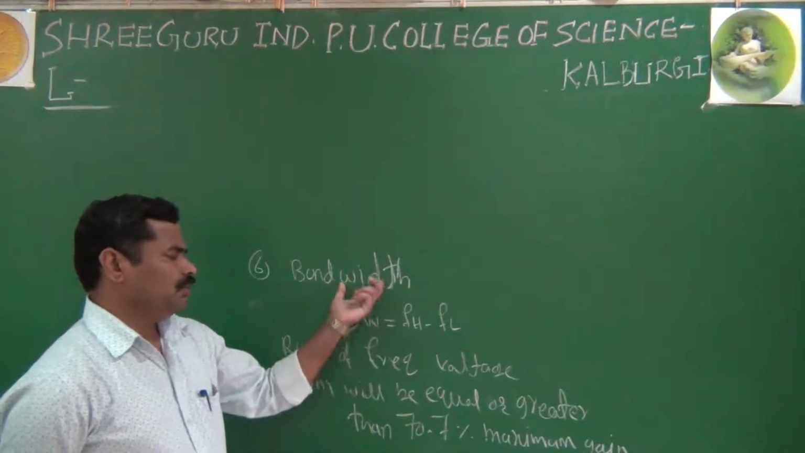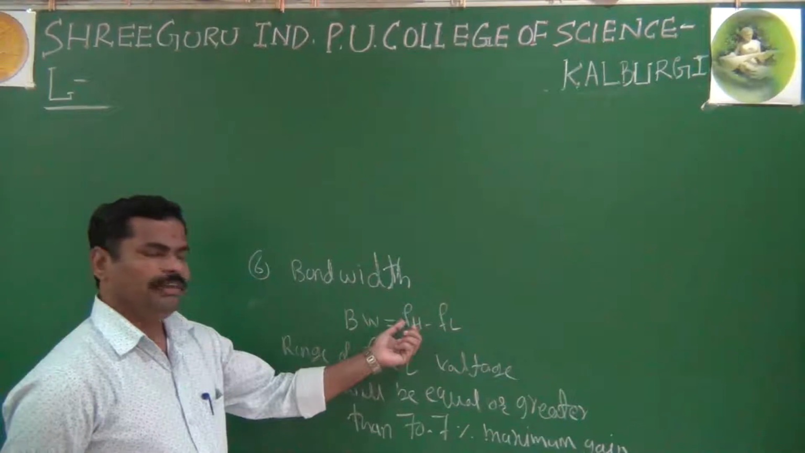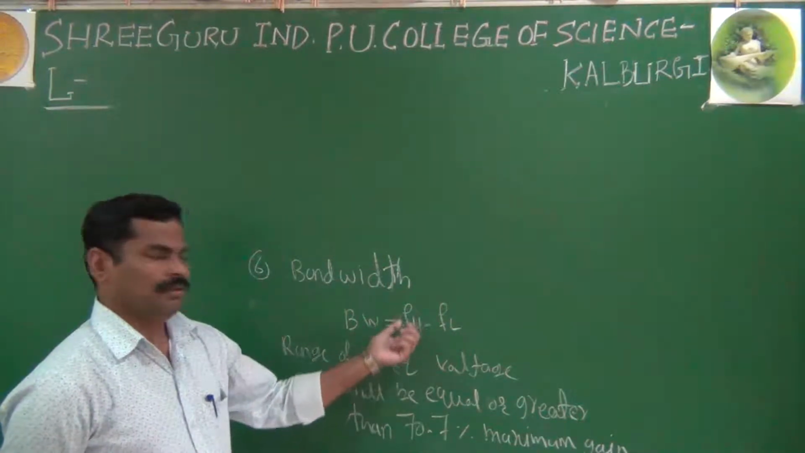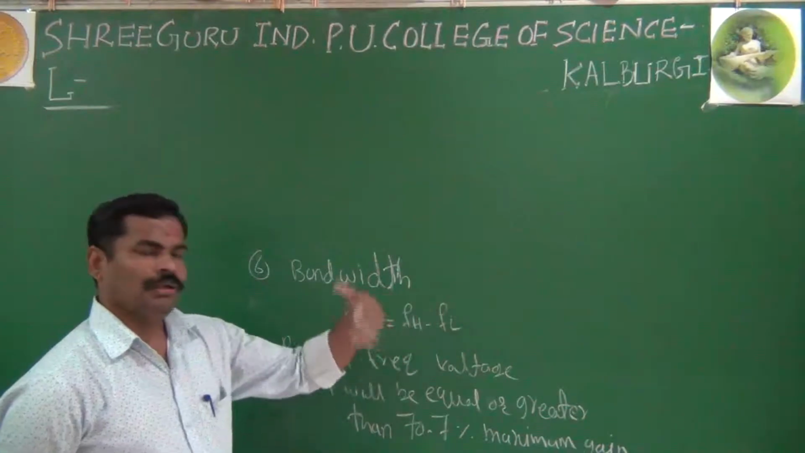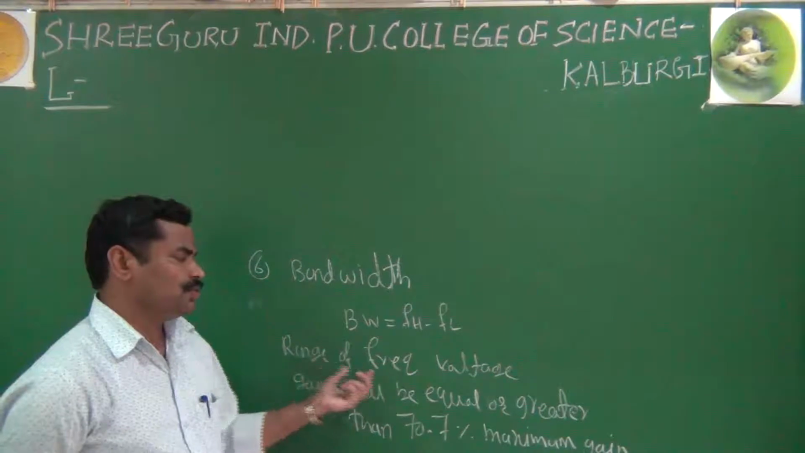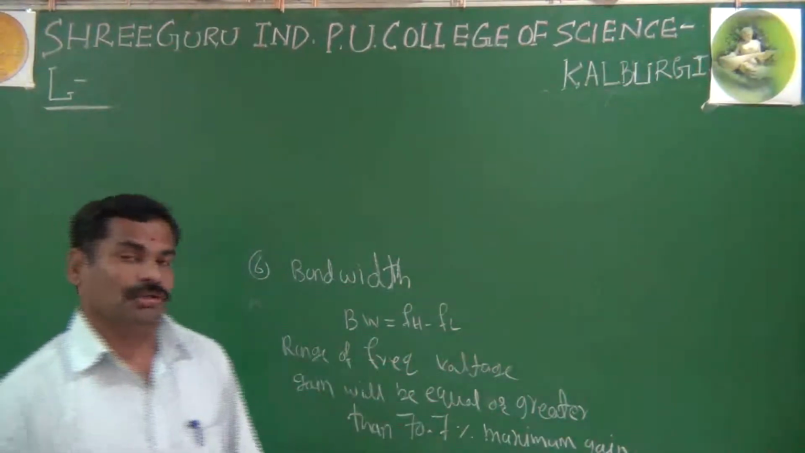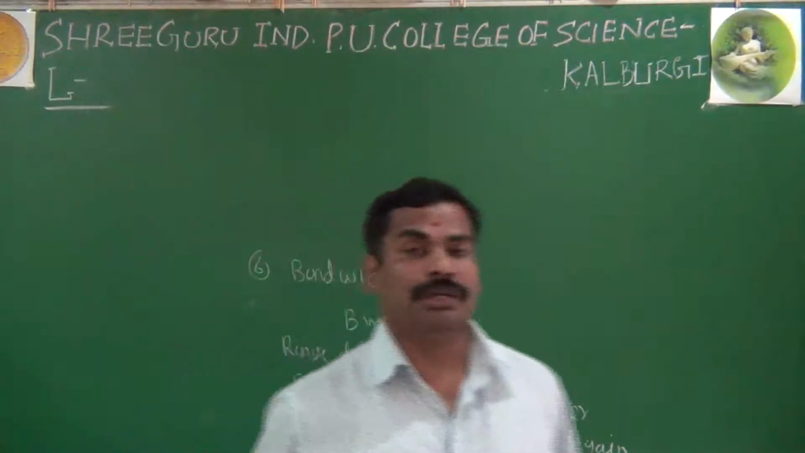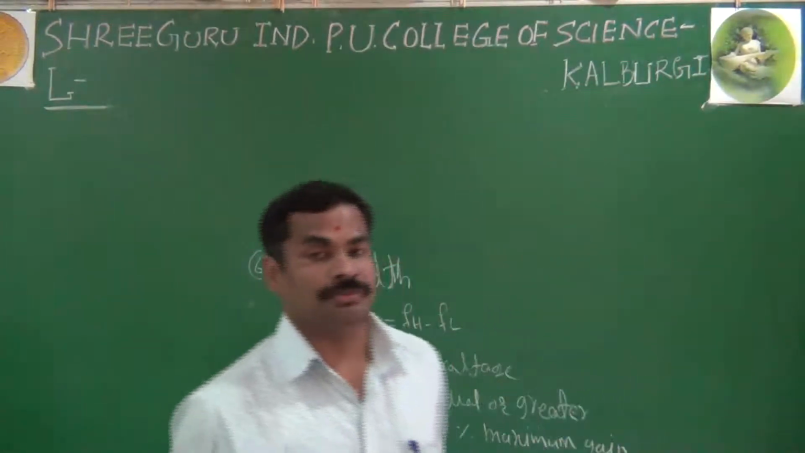One important thing: bandwidth is also the difference of the higher frequency and the lower frequency, also called the higher cutoff frequency and lower cutoff frequency. Another way of bandwidth is the range of frequencies over which the voltage gain is equal to or more than 70.7% of the maximum gain.